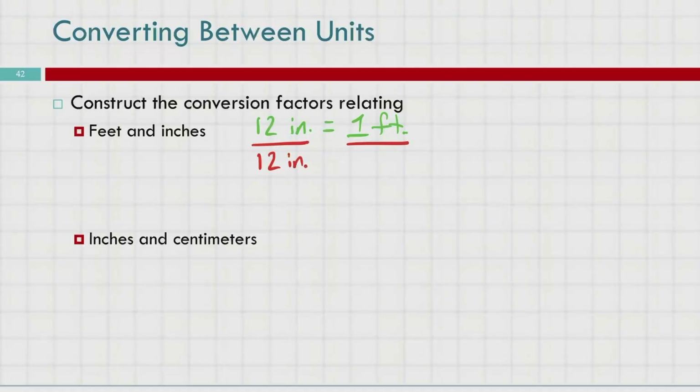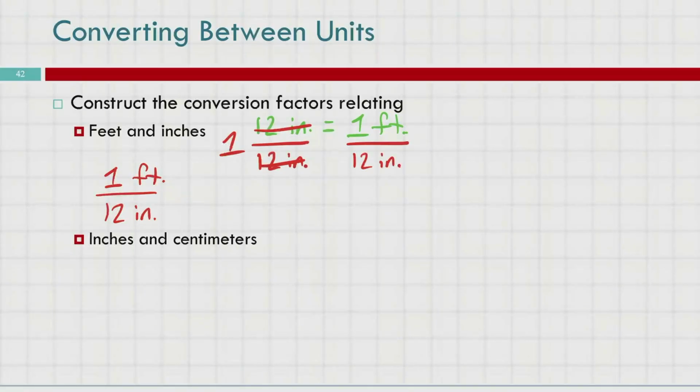12 inches is what we're going to divide both sides by. That will get rid of the 12 inches on the left. 12 inches over 12 inches, that's equal to 1. And then on the other side, we've got 1 foot over 12 inches, and that would be our conversion factor. So one of our conversion factors, 1 foot over 12 inches.